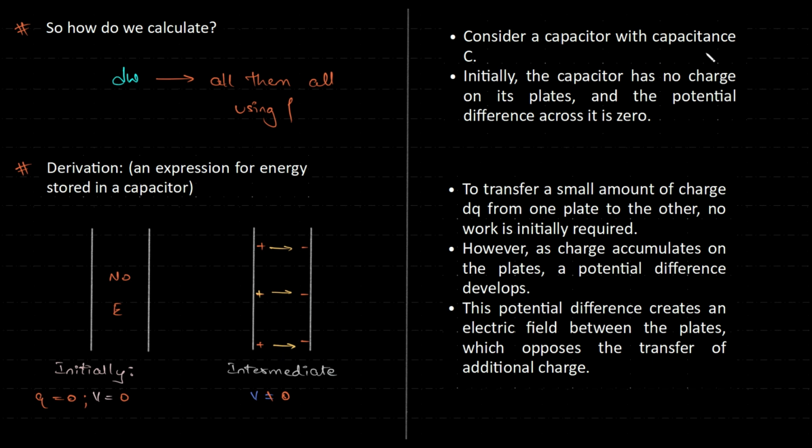So we're considering a capacitor with capacitance C. Initially the capacitor has no charge on its plates and the potential difference across them is 0. Very simple statement. Next, to transfer a small amount of charge dq from one plate to the other, no work is initially required, right? Very first charge, a small charge dq will have no objection, right?